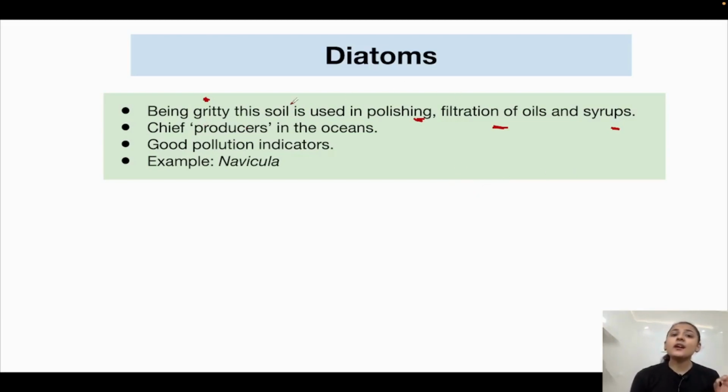Okay, diatoms are the chief producers in the oceans because they are photosynthetic in nature. Their mode of nutrition is photosynthetic. They can synthesize their own food. That is why they are the chief producers in the oceans. They are also very good pollution indicators. Example is Navicula. One of the examples of diatoms is Navicula.